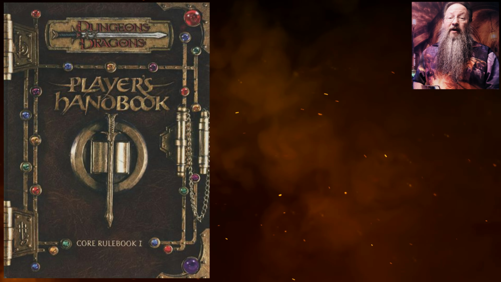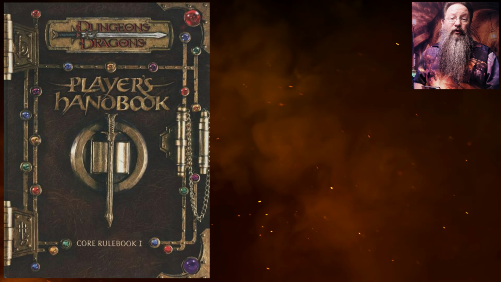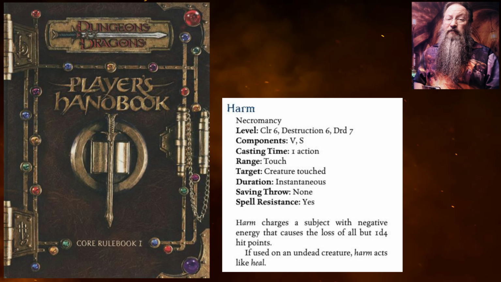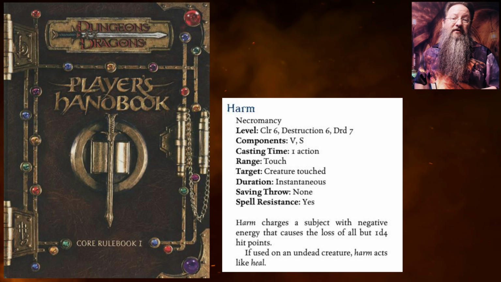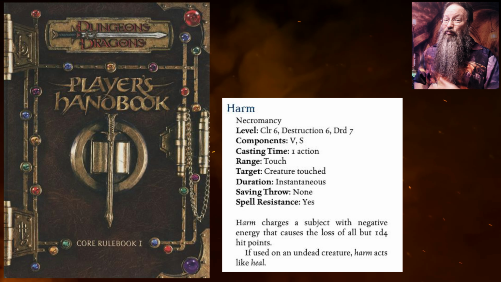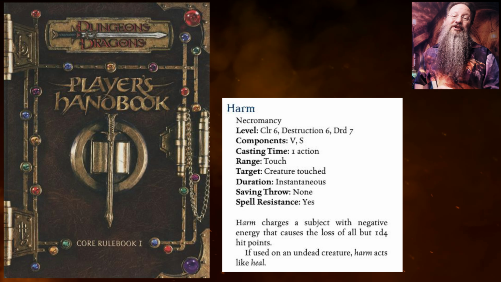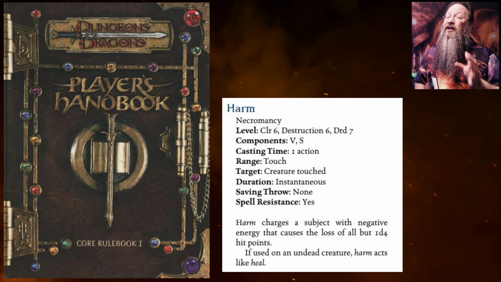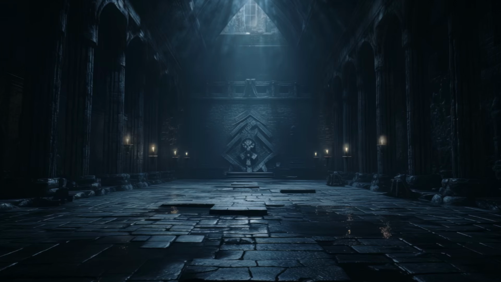When 3rd edition came out, we saw a few changes, the biggest of which was that Harm was now its own spell. It was still a level 6 clerical spell. It was still under the Necromancy category. Components were still the same. You still had to touch the target to cause harm, and the actual effect of it still caused a loss of all but 1d4 hit points. But here's where the big change came into play. If you targeted an undead creature with Harm, it would instead heal them.